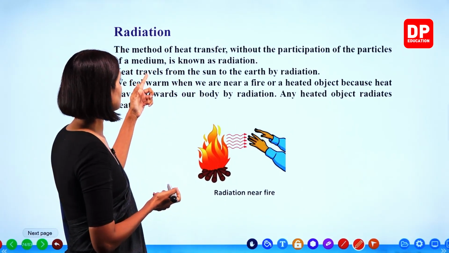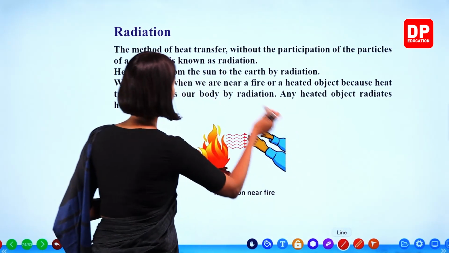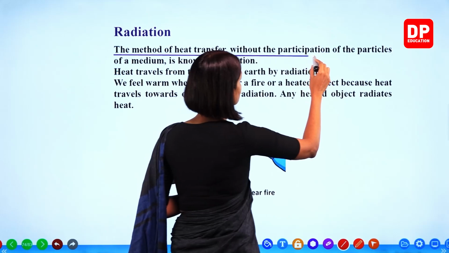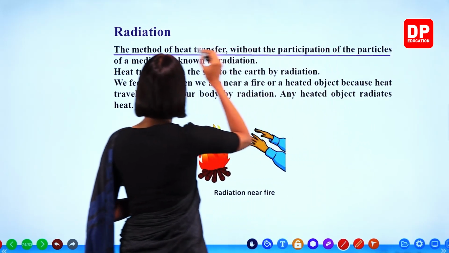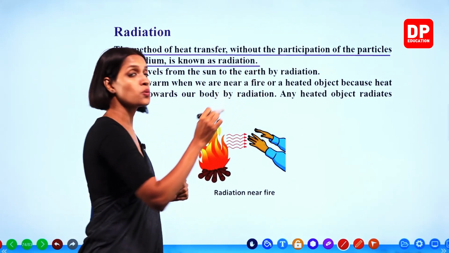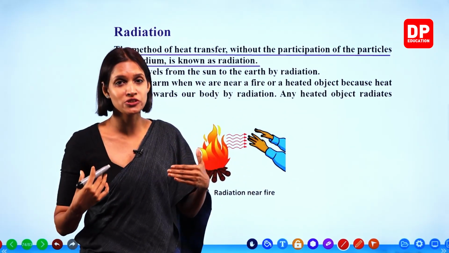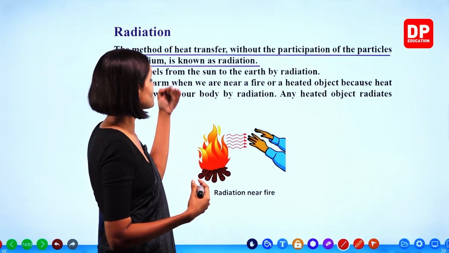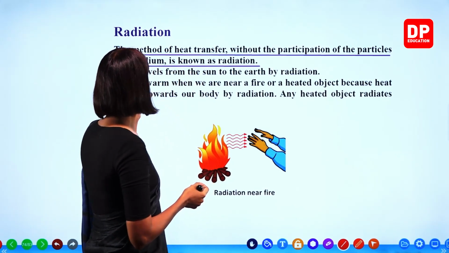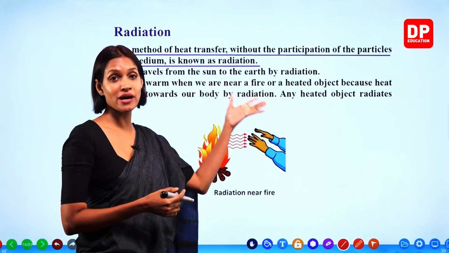The method of heat transfer without the participation of particles of a medium is known as radiation, which means with or without a medium, heat can transfer by this method. Okay, children? So heat travels from the sun to the earth by radiation.